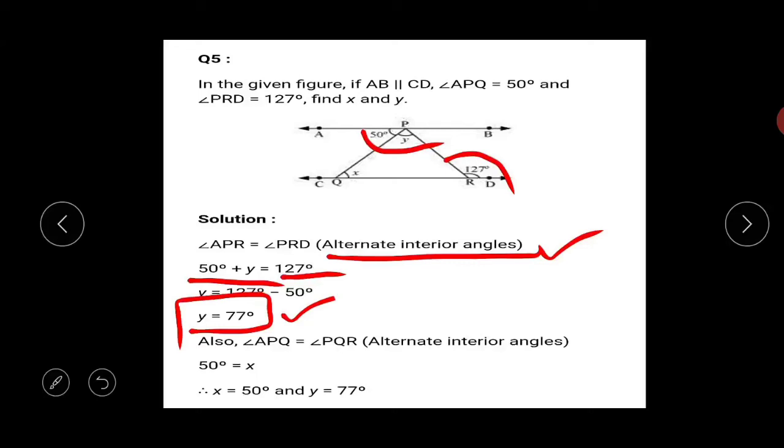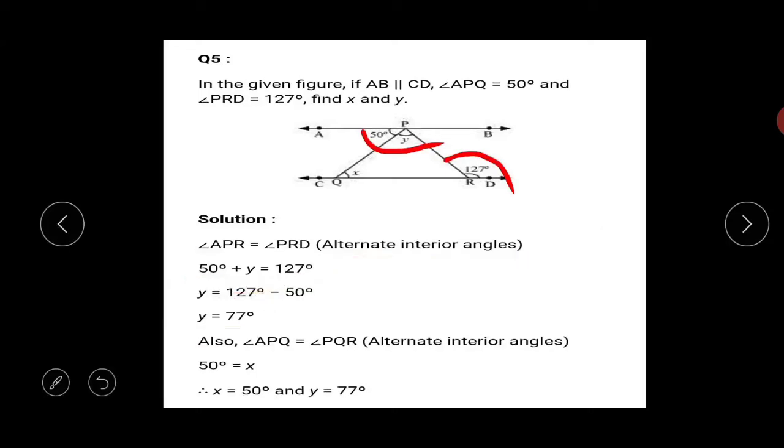Now we have found Y, now we are talking about angle X. Students, you can see that angle X will be equivalent to 50 degree. How? Because AB is parallel to CD, therefore alternate angles will be equal. So angle APQ will be equivalent to angle PQR, which is X. So therefore I can say that angle X will be equivalent to 50 degree. That's how we got angle X as 50 degree and angle Y as 77 degree.